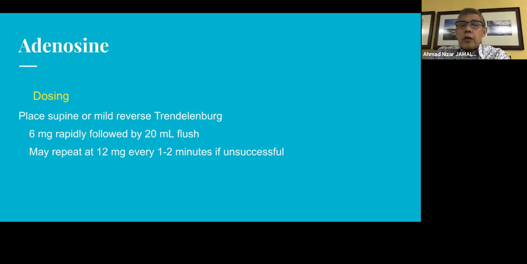Before you give the injection, you place the patient supine or in a mild reverse Trendelenburg position, because they might actually go briefly asystolic or bradycardic. You want to give 6 milligrams, which is the initial dose, rapidly. It's almost like a bolus injection, followed by a 20 ml flush. You can actually repeat this very quickly. You can increase the dose to 12 milligrams every 1 to 2 minutes if the first 6 milligrams is unsuccessful. You can repeat this several times if you wish, but generally speaking, we tend not to do so. Okay.